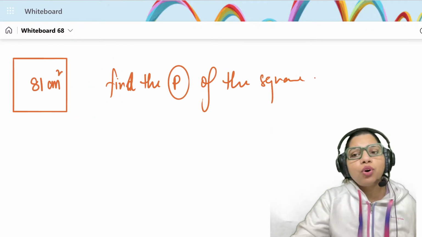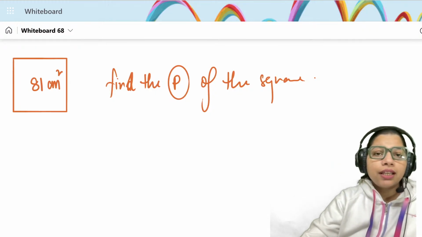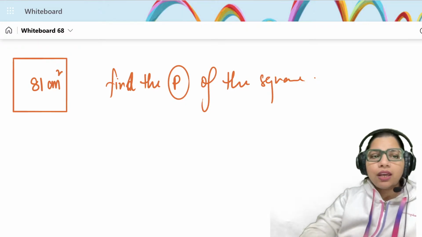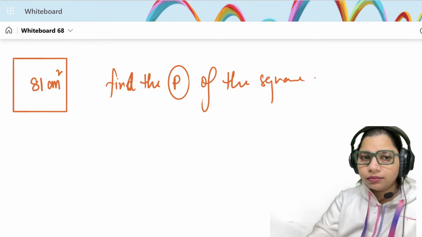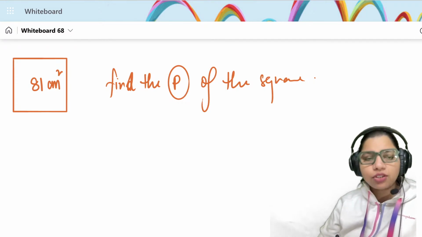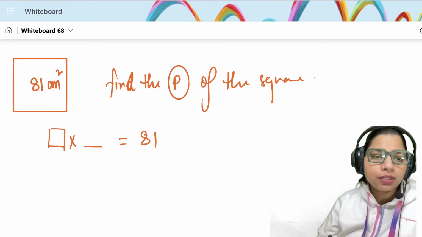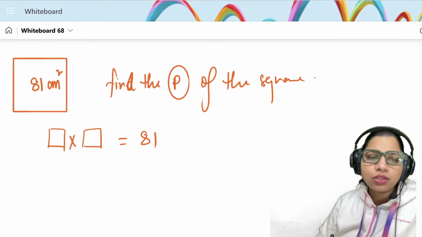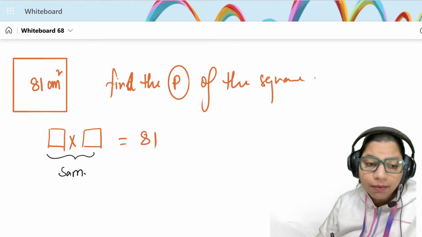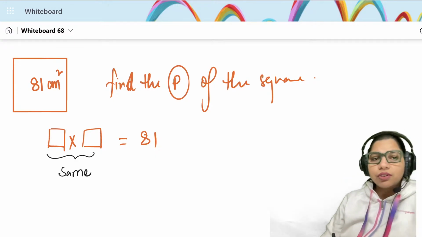Okay. So what is the perimeter of the square when the area given to us is 81 squared centimeters? In case of a square, we know that two numbers multiply to give you the area. Yes or no? Area is 81 and we are 100% sure that two numbers are going to give you 81. But in case of a square, these two numbers are the same. Which two same numbers give you 81?